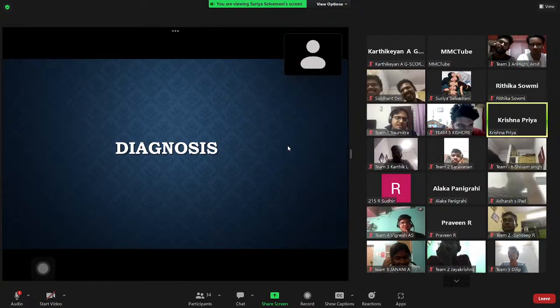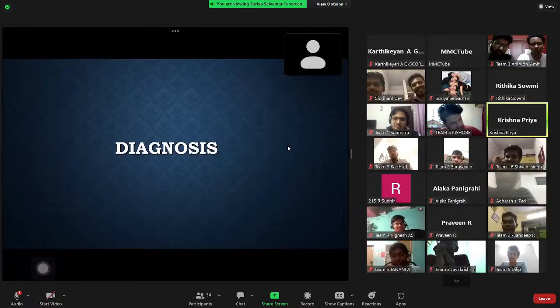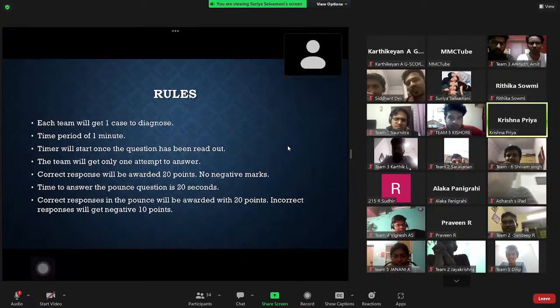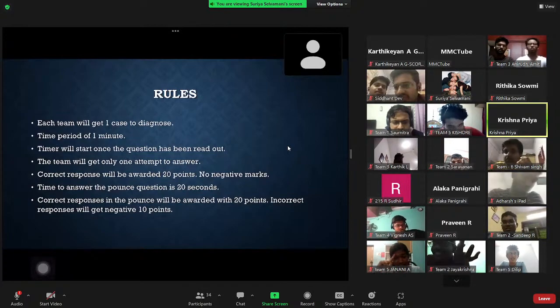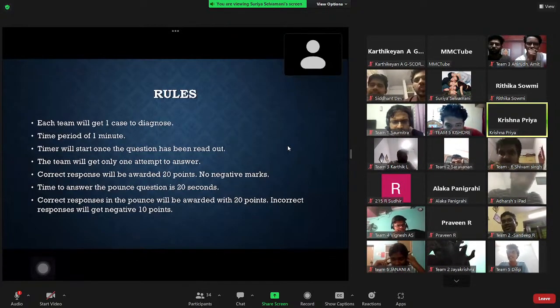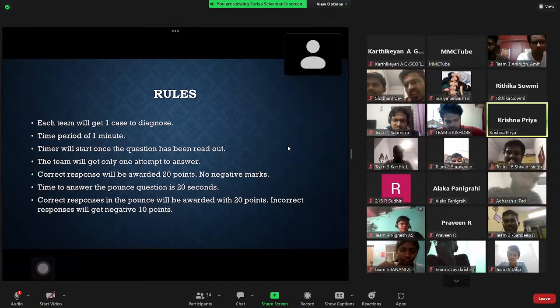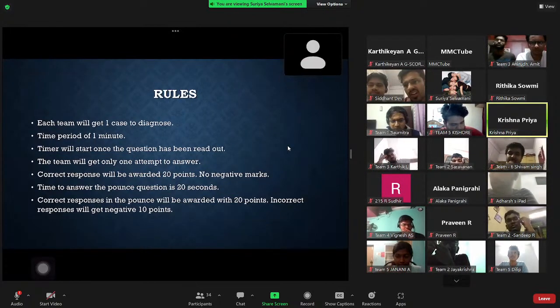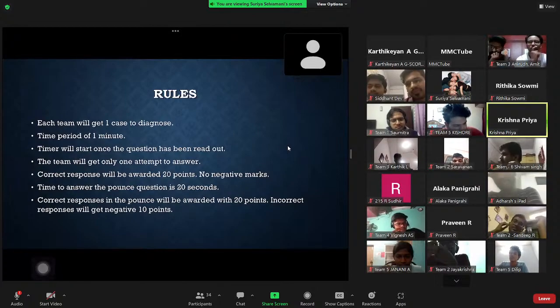Good evening, everyone. Now, this is the second round. It's a case diagnosis round. Coming to the rules of this round, there is a slight change in the marking system. There will be 6 hyperlinks, and each team will have to select one hyperlink, which will lead to a case question. After the question has been read, the timer will start. The timer will be for 60 seconds, of which the first 20 seconds is for pounces, and the remaining 40 seconds that particular team can answer.